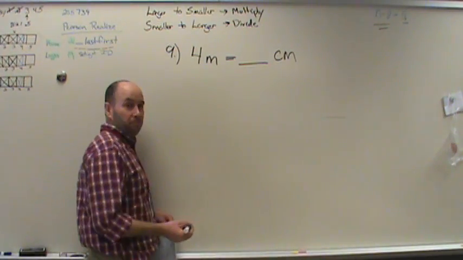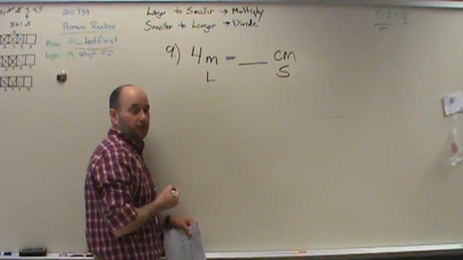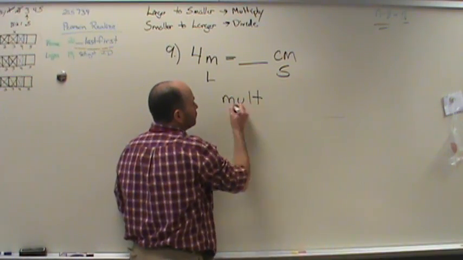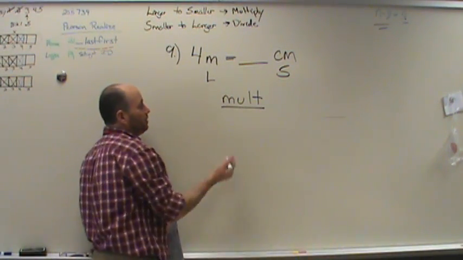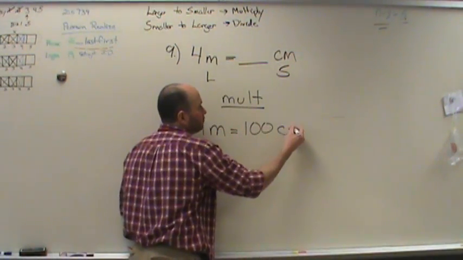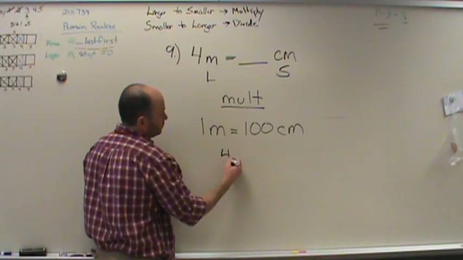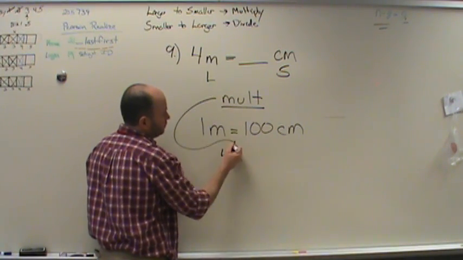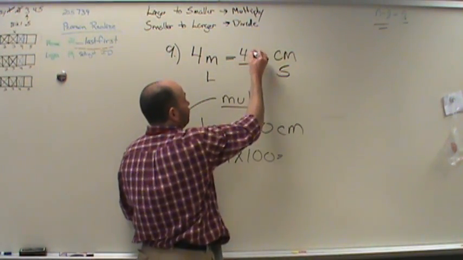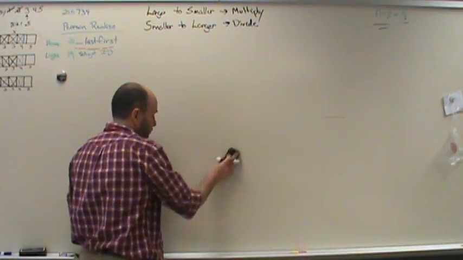Well, in this situation, we are going from a larger unit to a smaller unit. When you go from a larger unit to a smaller unit, you multiply. Now you have to remember that 1 meter equals 100 centimeters, so you're going to take your 4 meters and multiply it by 100. And so your answer for this problem is 400. All right, very good.